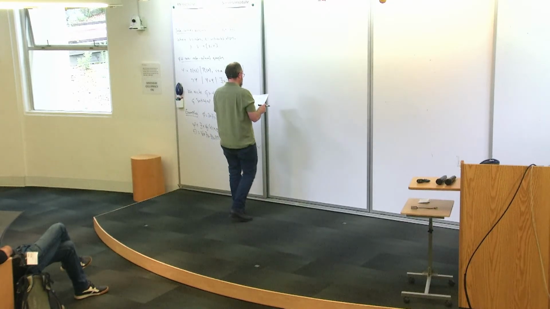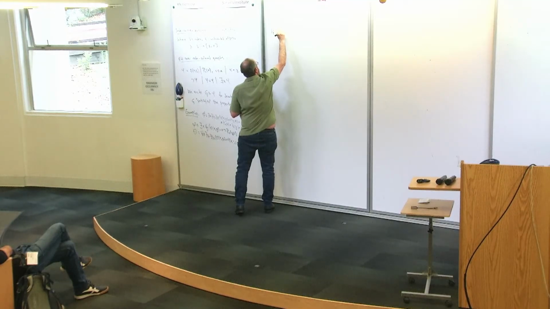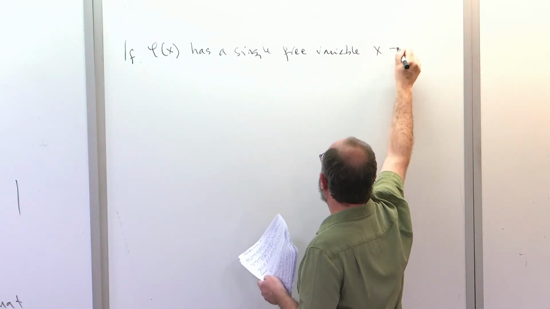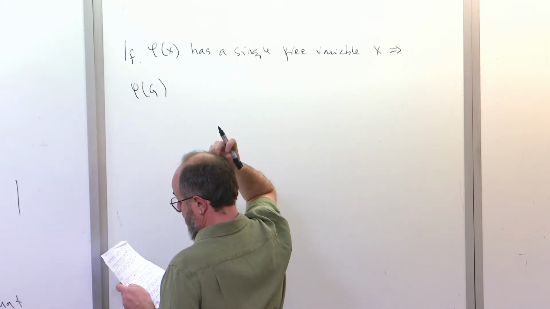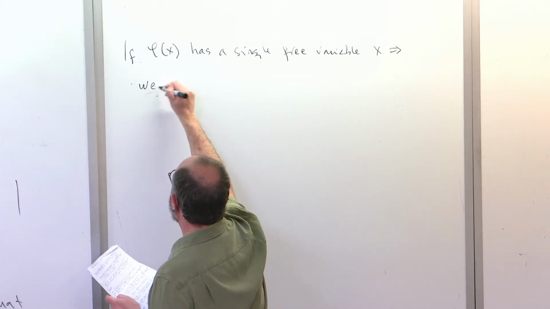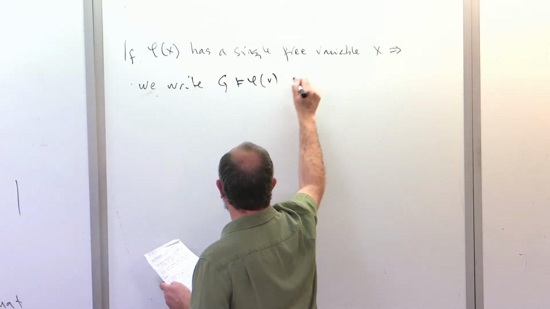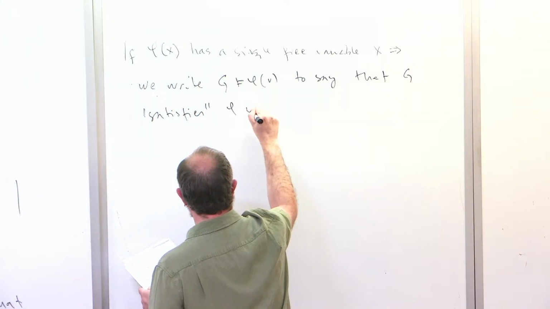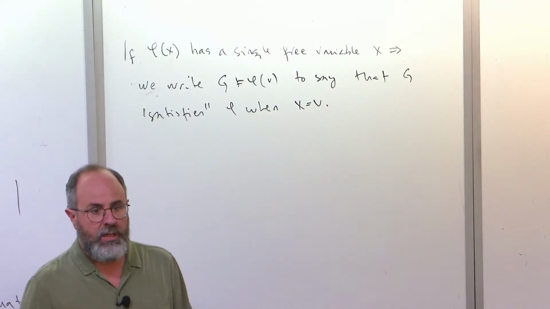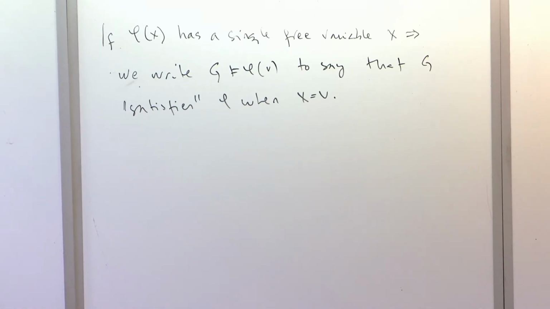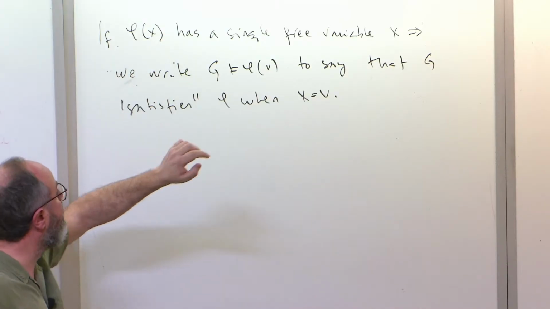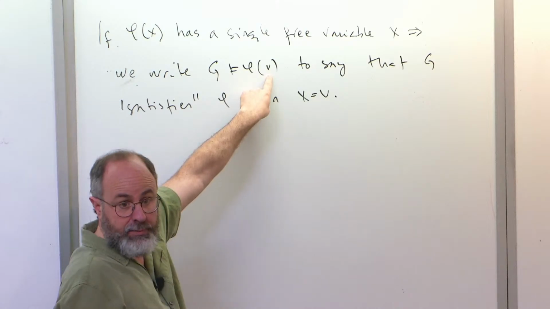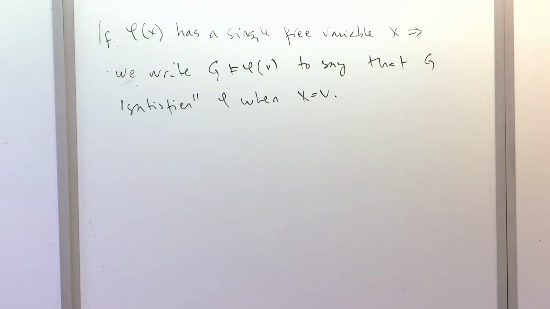Okay, so if we have a formula with a single free variable, that we denote in this way, phi has a single free variable that is x in this case, then we write G, the node color graph, satisfies phi of B to say that G satisfies the property phi when the variable x is interpreted by the node B. Okay? So here is an example.